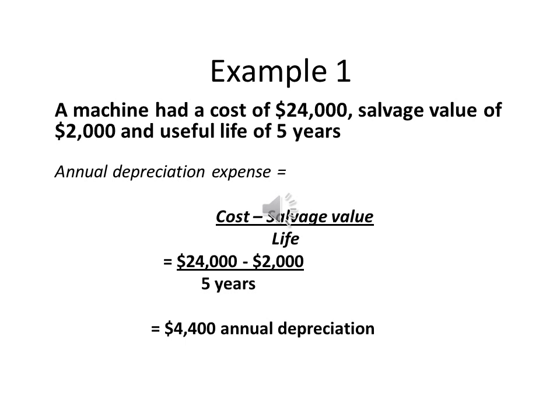Example 1. A machine had a cost of $24,000, salvage value of $2,000, and useful life of 5 years. Then the annual depreciation expense equals cost minus salvage value over life in years. Then $24,000 minus $2,000 over 5 years amounted to $4,400, the annual depreciation.